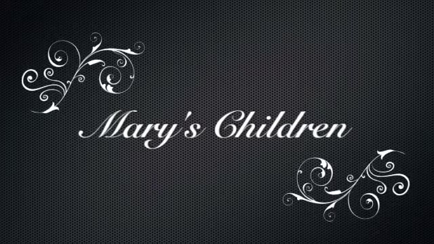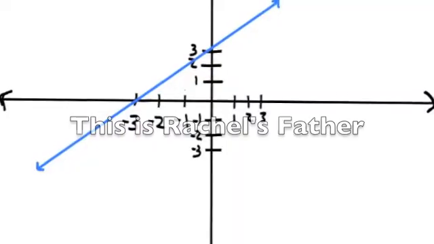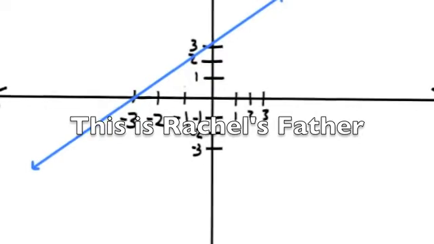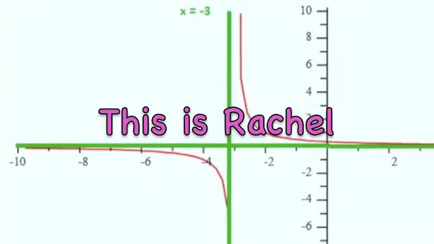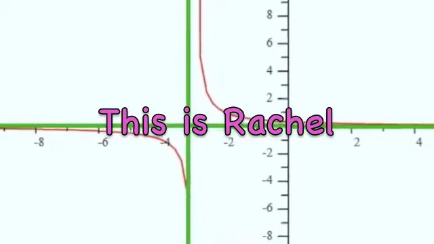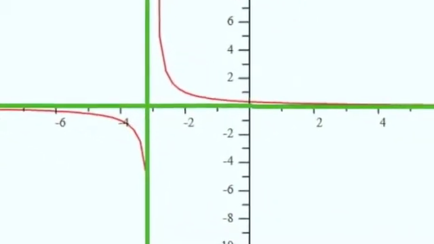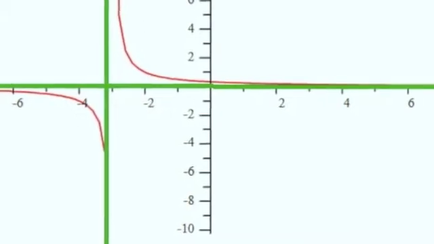They get their traits from their different fathers. If Rachel's father was linear, Rachel would have one asymptote at her father's 0. You can also see that Rachel is positive where her father is positive, and negative where her father is negative.